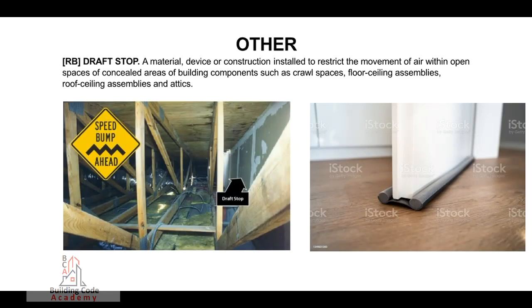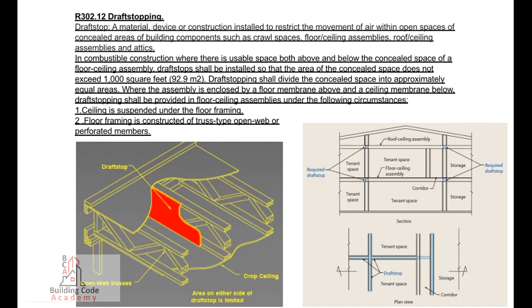Definition: Draft stop. A material, device, or construction installed to restrict the movement of air within open spaces of concealed areas of building components, such as crawl spaces, floor ceiling assemblies, roof ceiling assemblies, and attics. R302.12 Draft stopping. Draft stop. A material, device, or construction installed to restrict the movement of air within open spaces of concealed areas of building components such as crawl spaces, floor ceiling assemblies, roof ceiling assemblies, and attics.